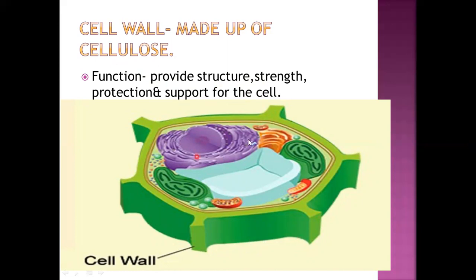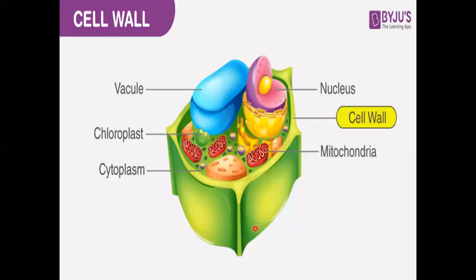You can see this is the typical plant cell. So outer to this must be cell membrane, and outer to that is the cell wall. So this is the cell wall. Plant cell has a cell wall made up of cellulose. Okay. Now again, this is also a typical plant cell, same thing, this is the cell wall.